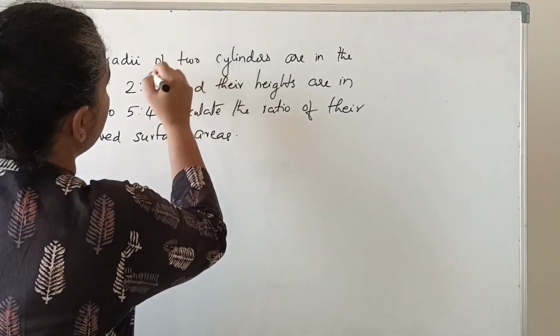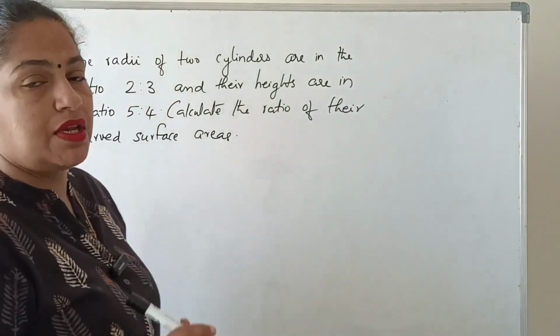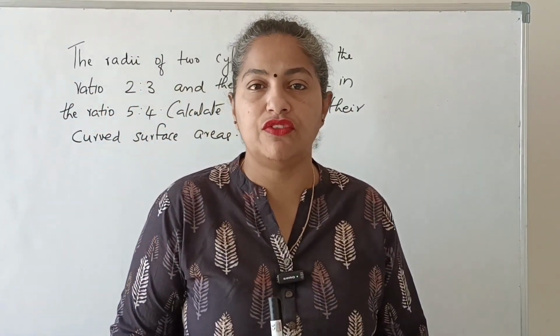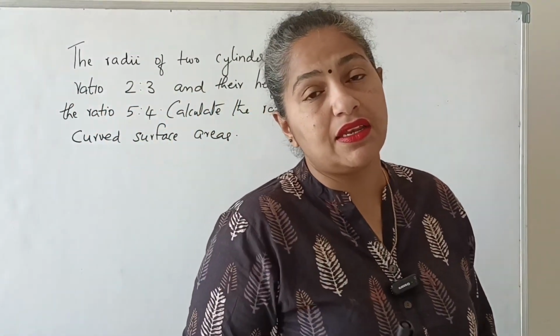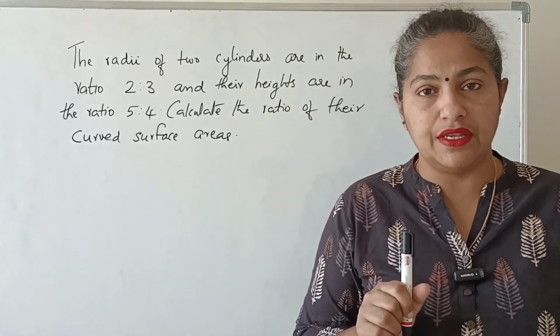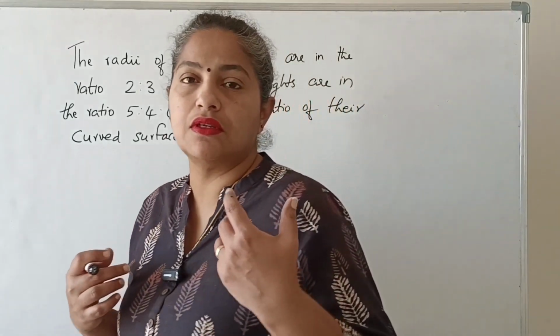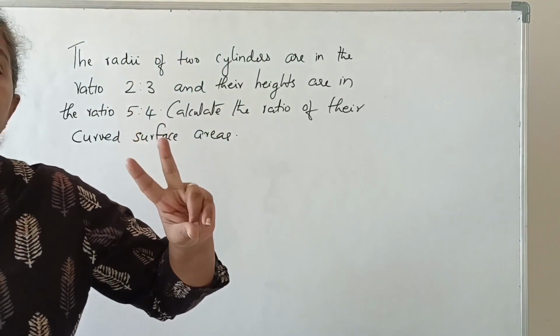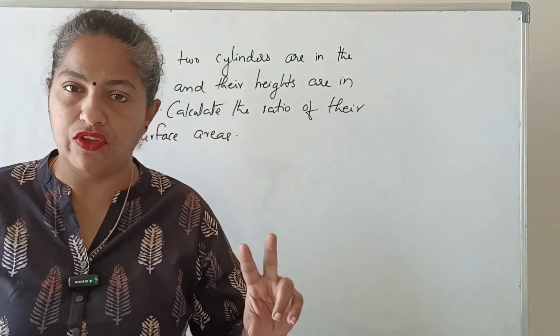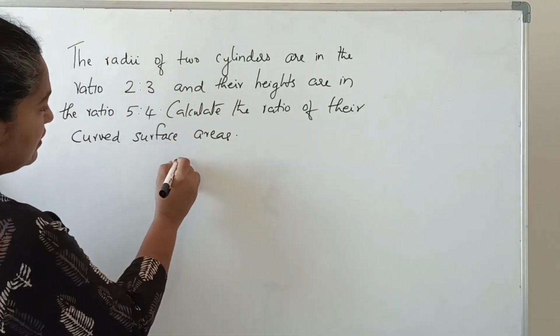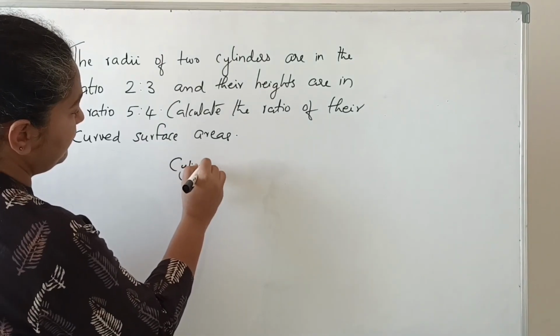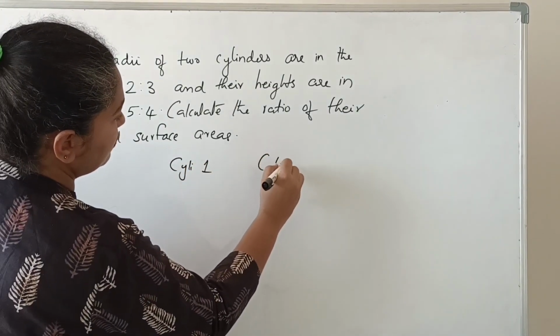The radii of two cylinders are in the ratio 2:3 and their heights are in the ratio 5:4. We need to calculate the ratio of their curved surface areas. So instead of finding out the curved surface area of one cylinder, we need to compare the areas of two cylinders. So let us call them cylinder 1 and cylinder 2.